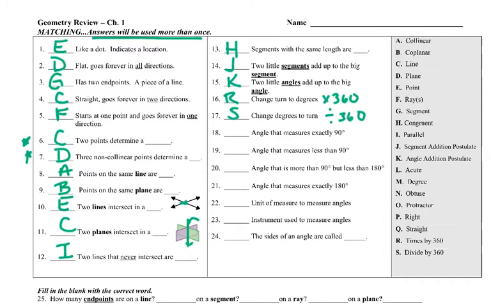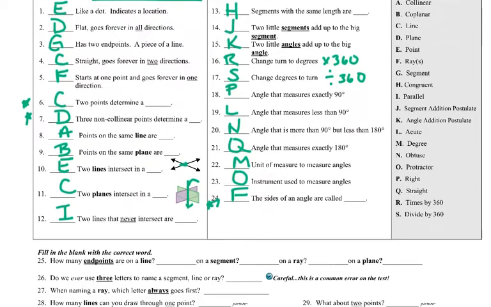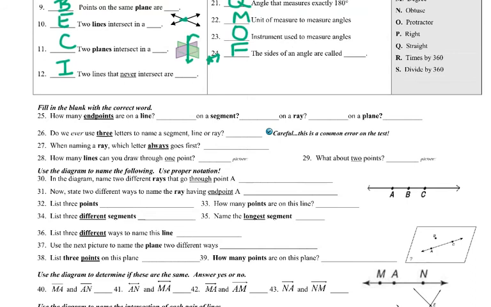Of course, that 90 degrees, you know, is a right angle. Less than 90 degrees is an acute. More than 90, less than 180 is obtuse, and exactly 180 is straight. We use degrees to measure angles. That's M. The instrument we use is a protractor, and the sides, that's another important one, the sides of an angle are rays. Perfect.